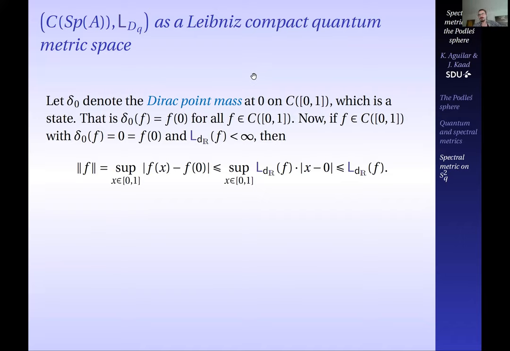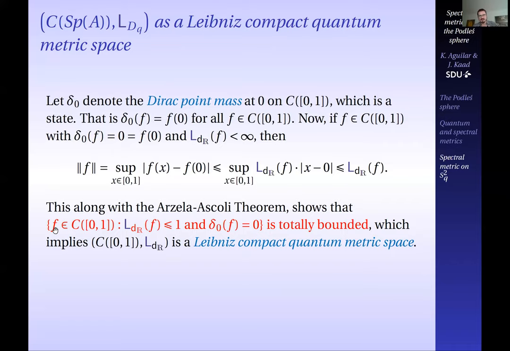Anyway, to show that C of [0,1], or C of X, is a compact quantum metric space, you take a state. I guess I should go there to remind you. We're trying to show this set is totally bounded. Okay? Well, how do you do that? Well, you combine these two different pieces of information together.